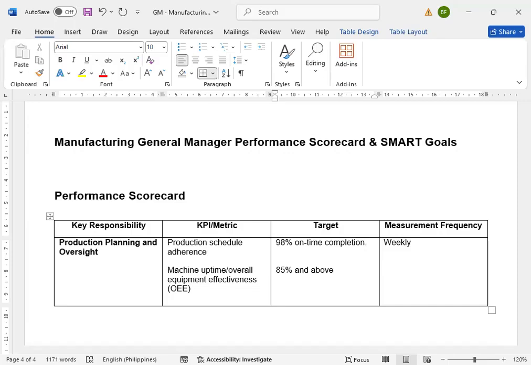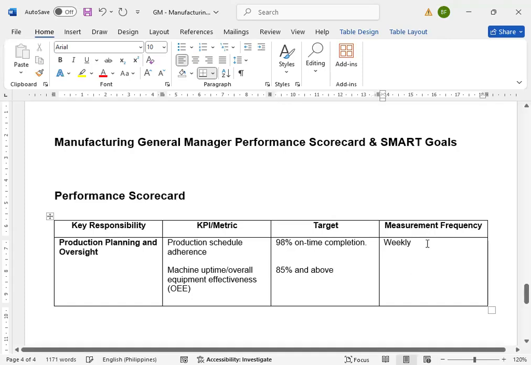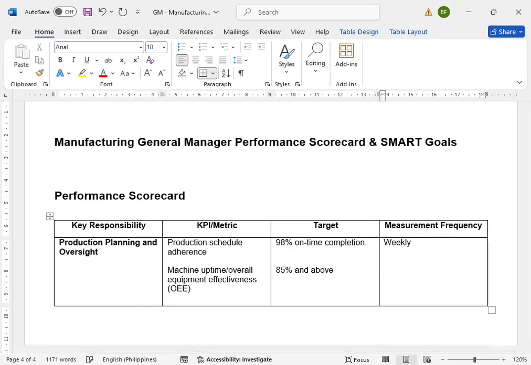He is just setting the minimum target of 85%, but it could go higher than the 85%. And the review for this measurement should be done monthly.